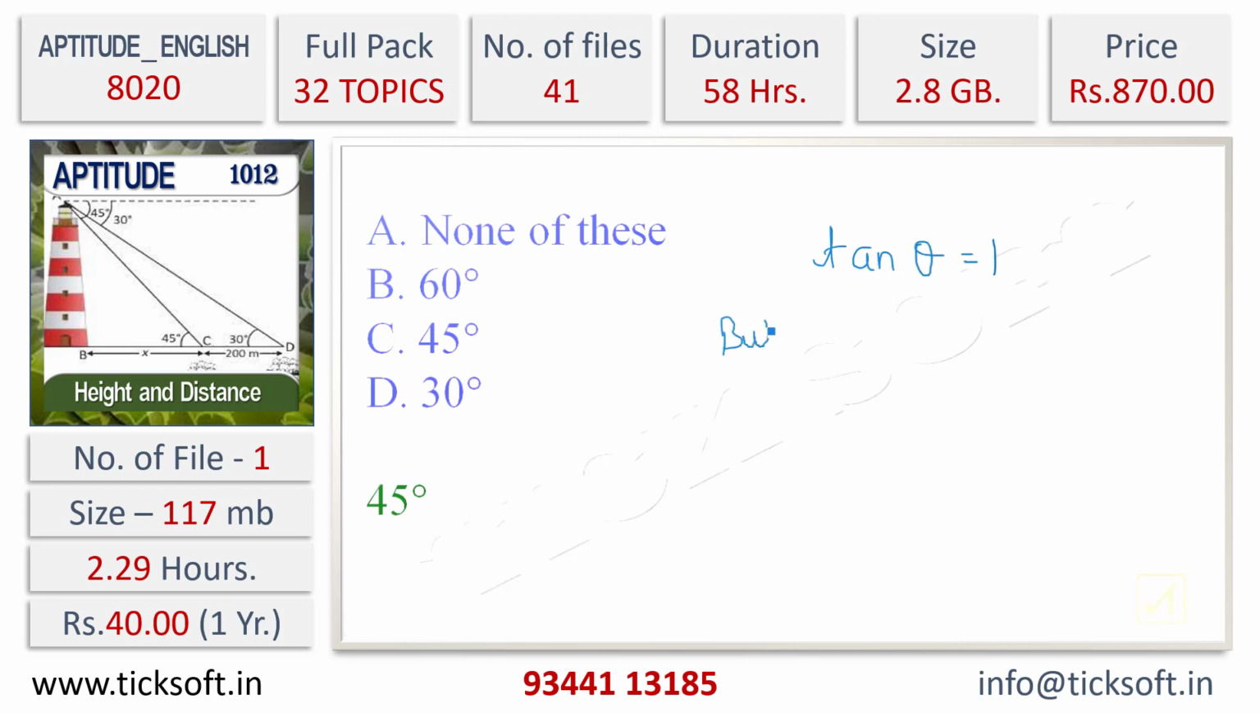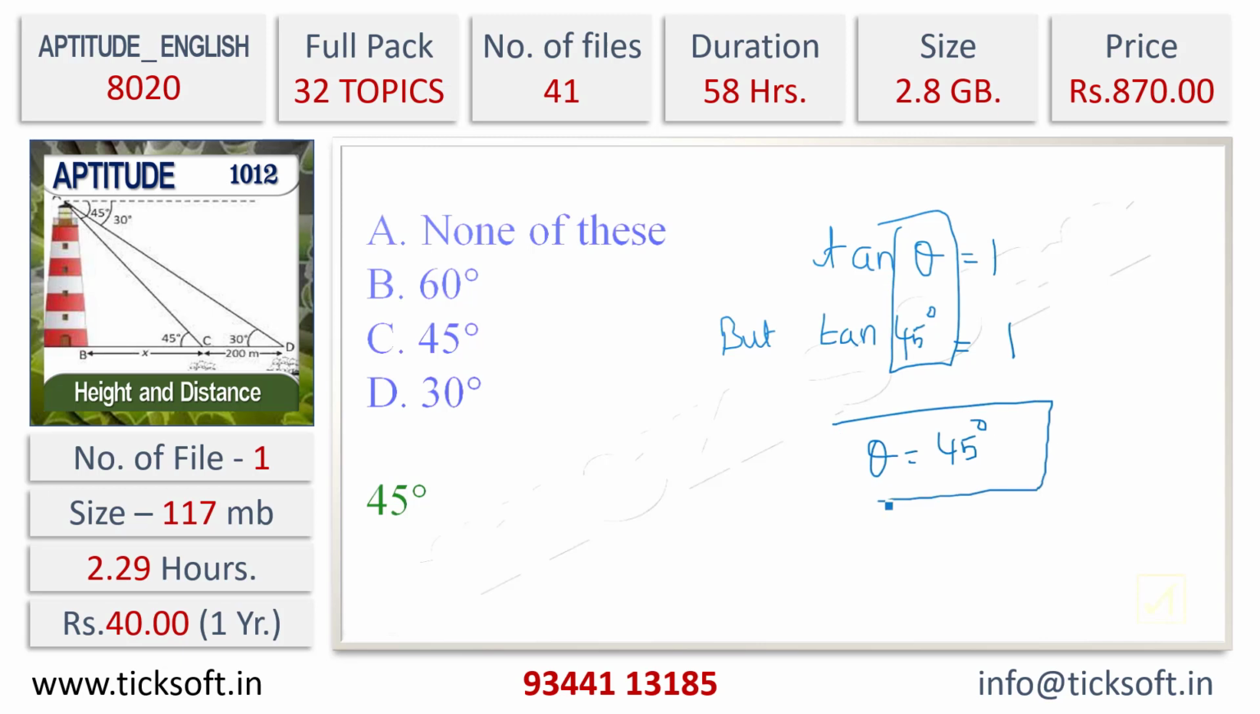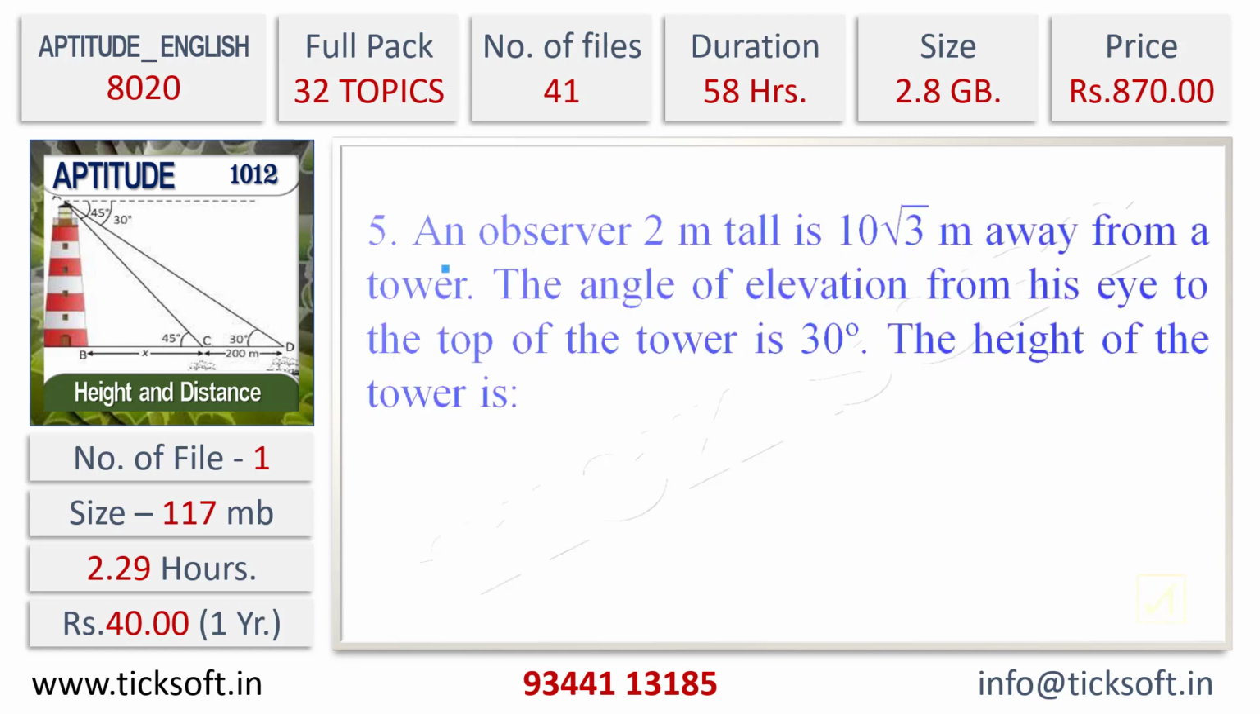But we already know that by using the table, tan 45 degree must be equal to 1. This means the value of theta will be equal to 45 degree. So this is the angle of elevation of the sun. Hence out of these four options, option C, 45 degree, is the required answer. And now we have the fifth question.